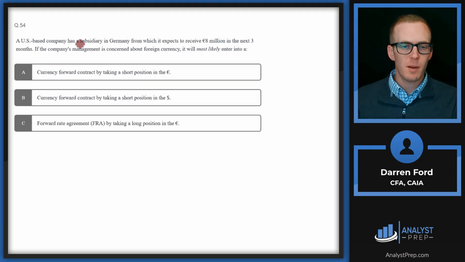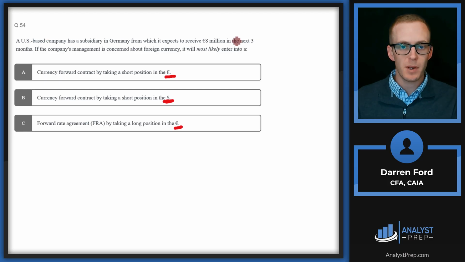Answer A. A US-based company has a subsidiary in Germany from which it expects to receive 8 million in the next 3 months. If the company's management is concerned about foreign currency, it will most likely enter into A. Currency forward contract by taking a short position in euro. B. Currency forward contract by taking a short position in USD. Or C. Forward rate agreement by taking a long position in euro.